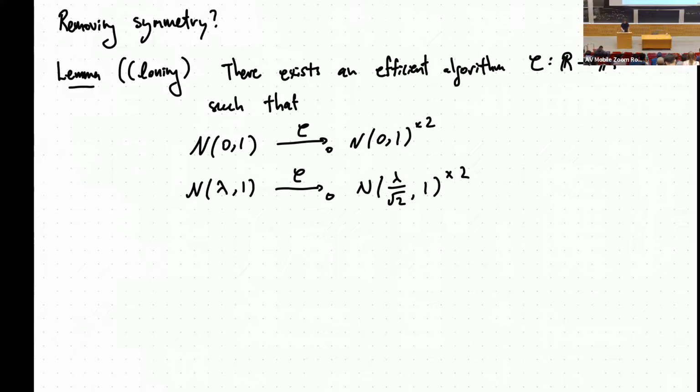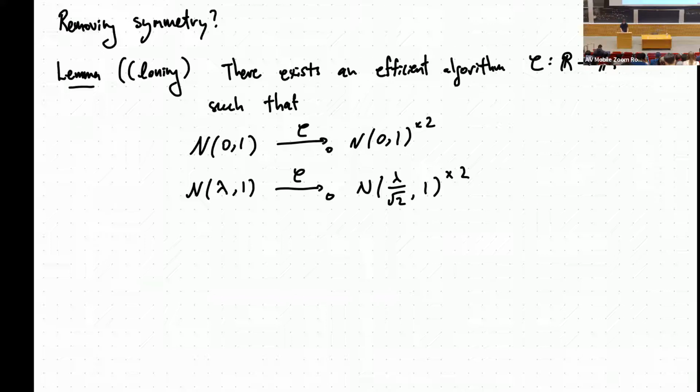All right, so the way that we're going to remove the symmetry is we're going to create additional randomness. And the way that we're going to do that is by something called Gaussian cloning. It's also called Gaussian sample splitting. It's called various things, but it's a very simple idea. And so here's the lemma that describes what this procedure is.